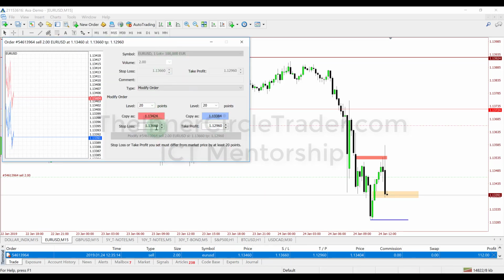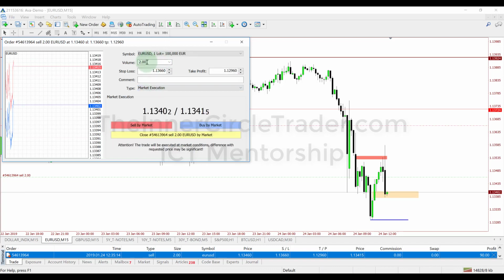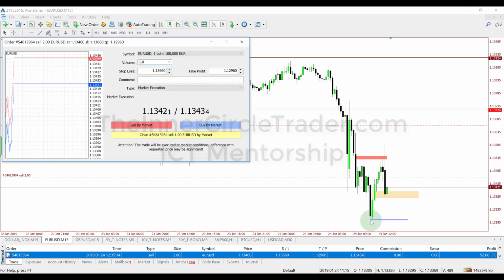Just want to have my orders. I'm going to want to take one of them off should we get this run. Again, we don't want to see this. It's not what we want to see. We want to see price stay moving lower.